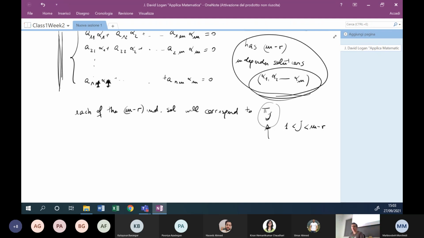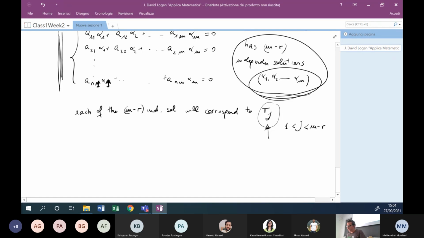Okay, so this is the first part of the theorem. This proves that if I'm starting with m independent dimensionful parameters, then I can find some m minus r independent dimensionless parameters, which are combinations of the starting qi's.